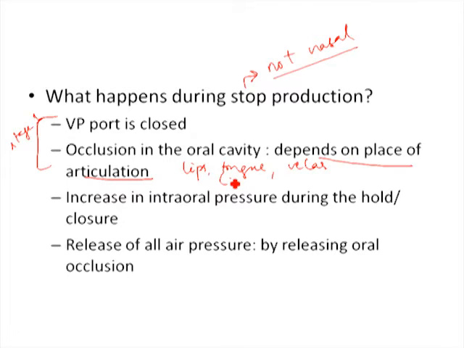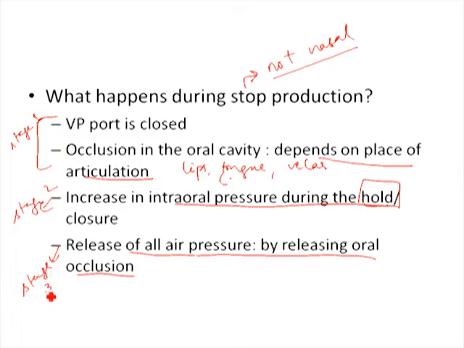Then in stage two, there is an increase in intraoral pressure. Intraoral pressure is nothing but the pressure built in your mouth. So when you completely close your vocal tract and you seal your velopharyngeal port, you have this area full of air, which is the increase in intraoral pressure during the hold or closure. Very important, okay? Then once you're ready to release it, there is release of all air pressure by releasing the oral occlusion. That is stage three, or the final phase. Okay, it's important for you to know all this because all of these phases are going to be associated with something called the acoustic cues for stops, okay?